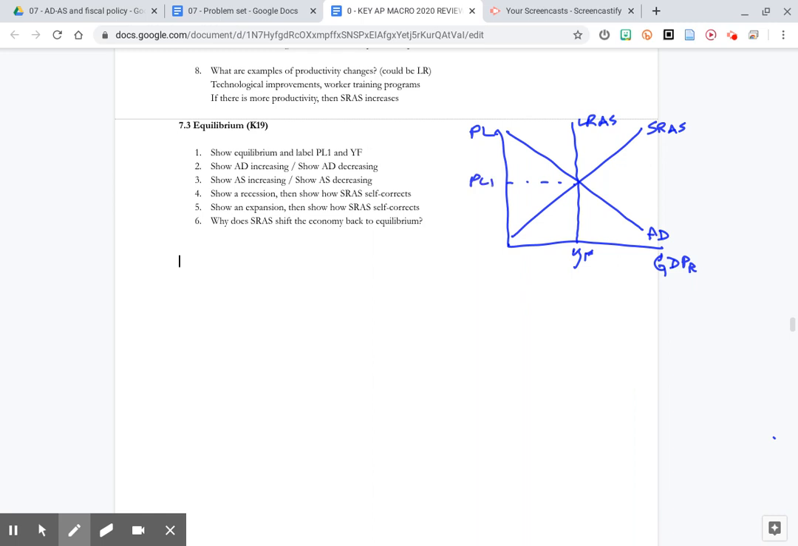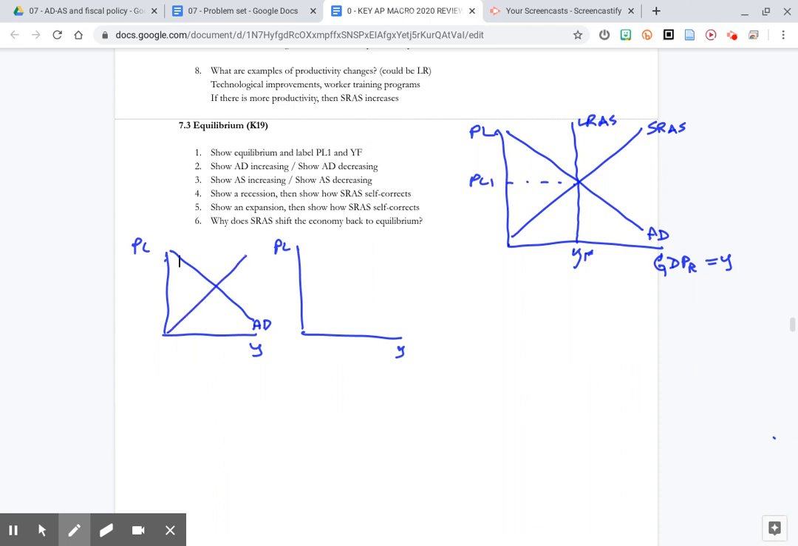Now the next one says show AD increasing, decreasing, show AS increasing, show AS decreasing. We're just going to do two little side-by-sides. And so we've got PL, and we're just going to use the abbreviation Y for these. It's the same as GDPR. And for this one, whoa, I don't know what happened there. My little screen messed up.